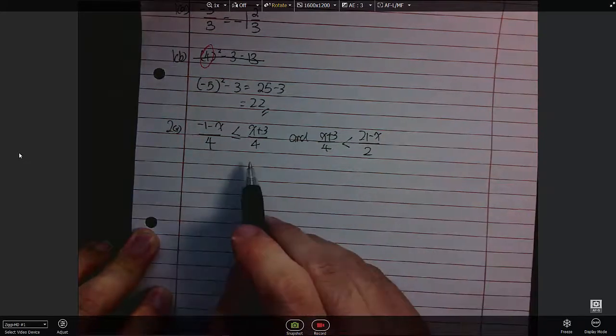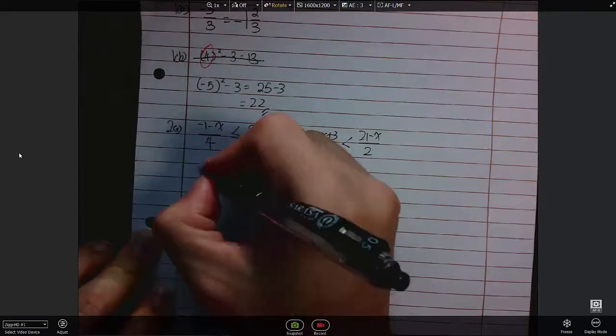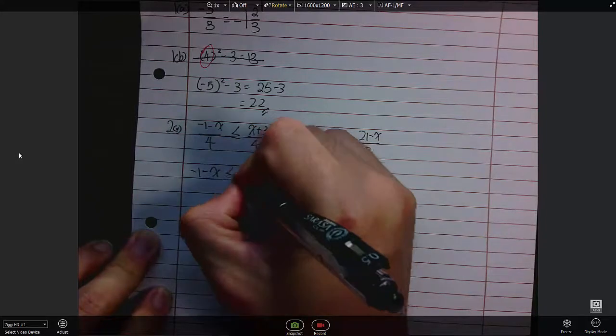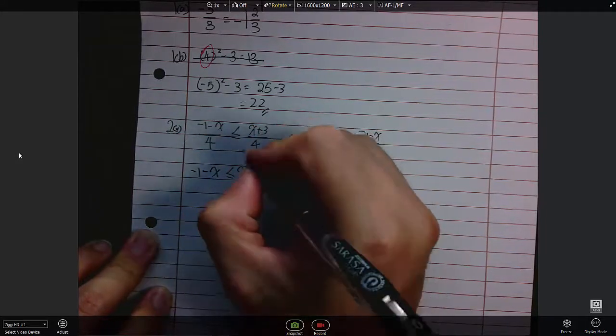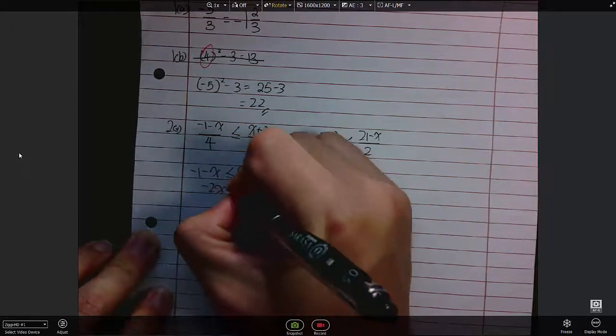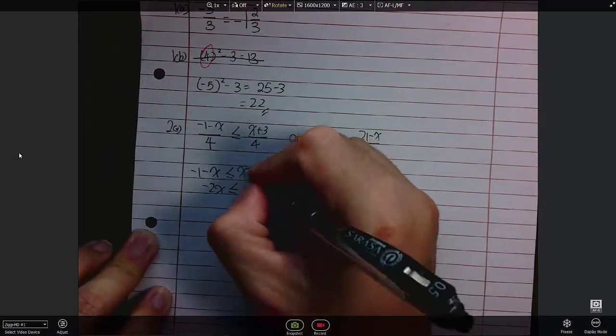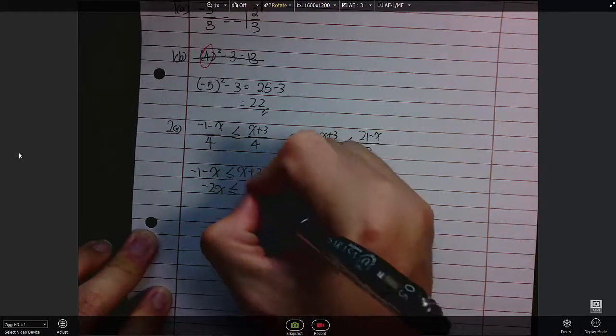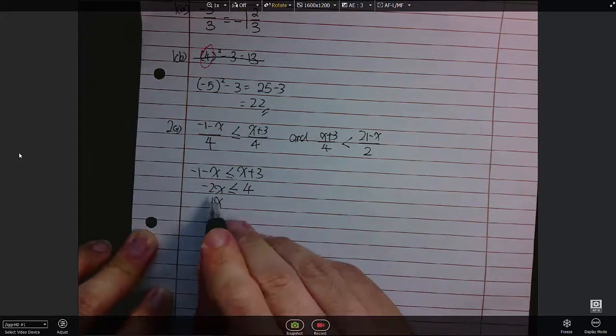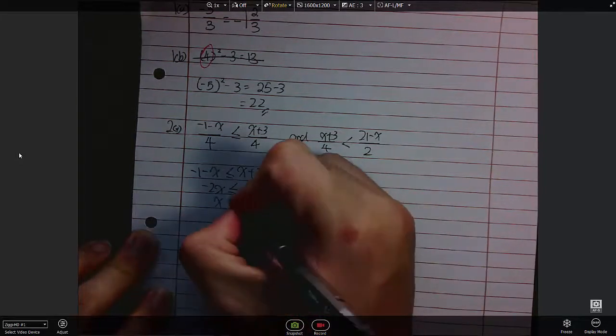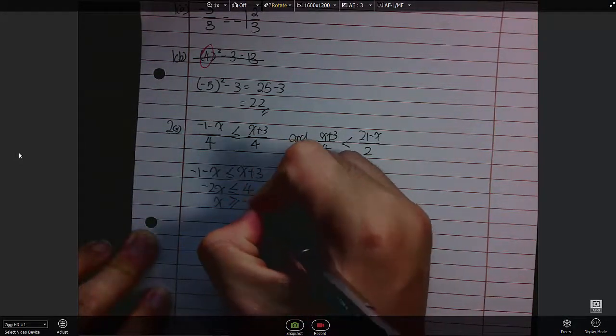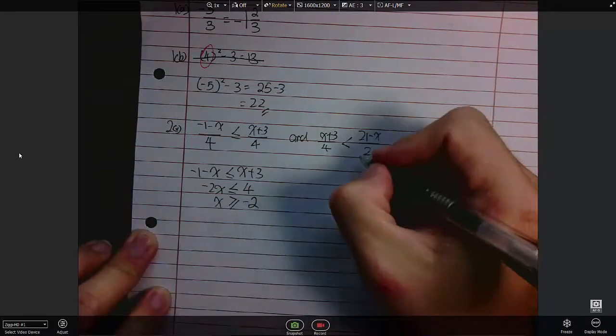Okay, here this one's simple enough. I multiply both sides by 4. I get negative 1 minus x is less than or equal to x plus 3. Okay, rearranging my equation, negative 2x is less than or equal to 4. Dividing by negative 2, be very careful. Okay, you must change the direction of the inequality sign. x is greater than or equal to negative 2.